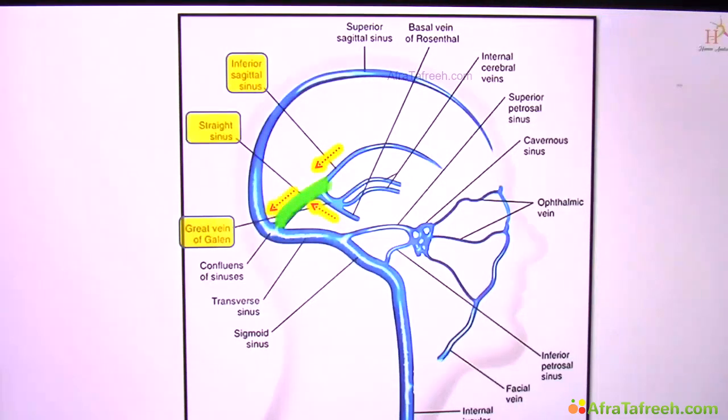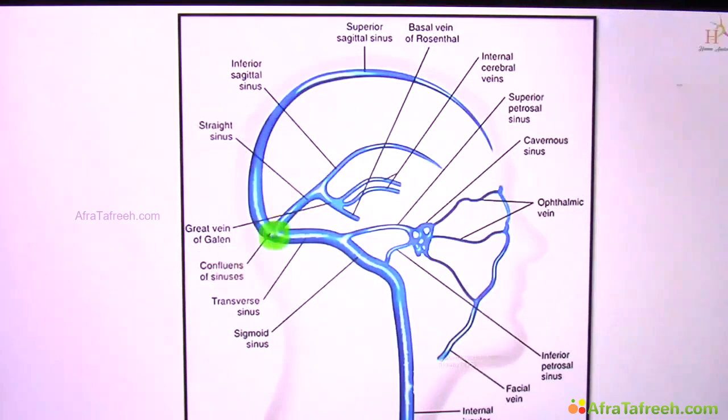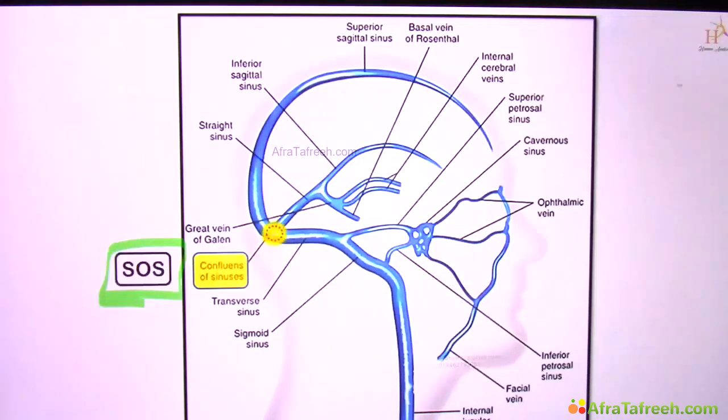Now when they form the straight sinus, where will the straight sinus go? Into this confluence of sinuses. And what else is this confluence receiving? Along with the straight sinus, what else drains here? Actually, SOS tributaries. What is this SOS? I think the first S is straight sinus. Yes, the first S is the straight sinus.